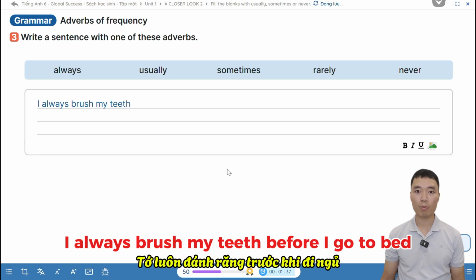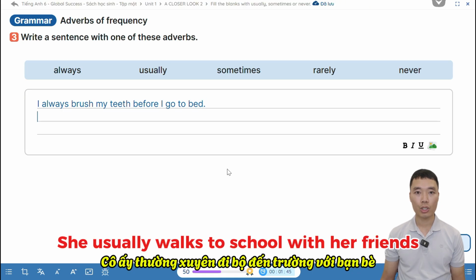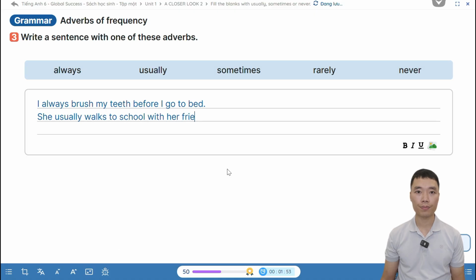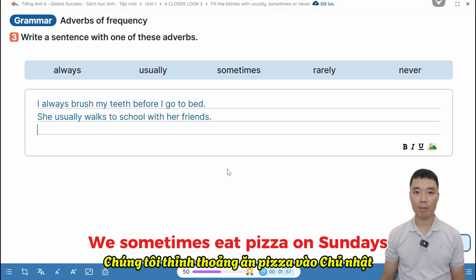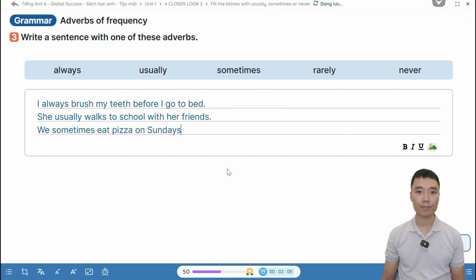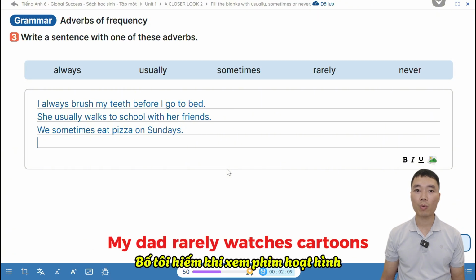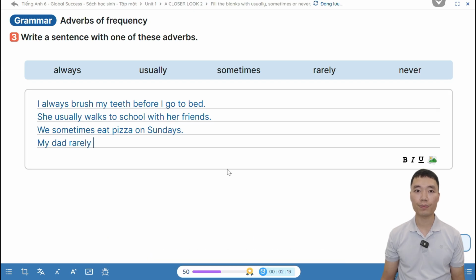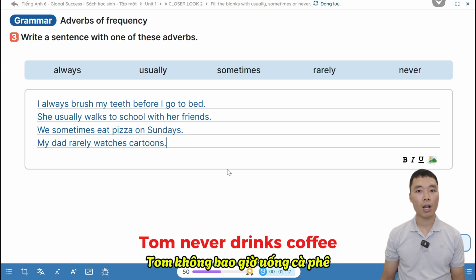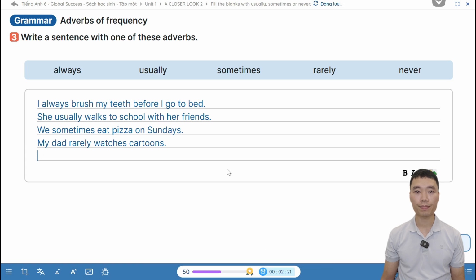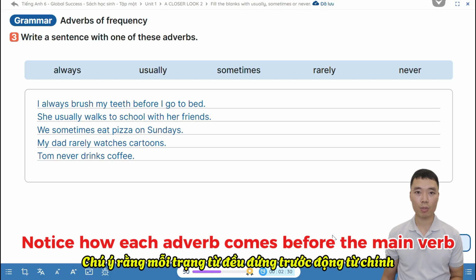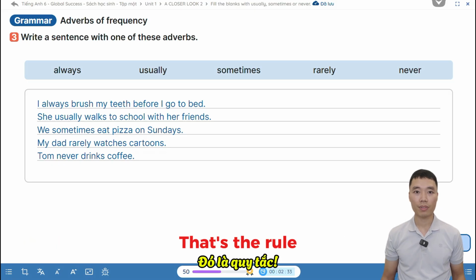I always brush my teeth before I go to bed. She usually walks to school with her friends. We sometimes eat pizza on Sundays. My dad rarely watches cartoons. Tom never drinks coffee. Notice how each adverb comes before the main verb. That's the rule.